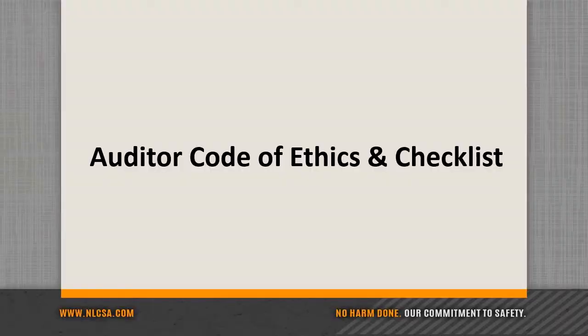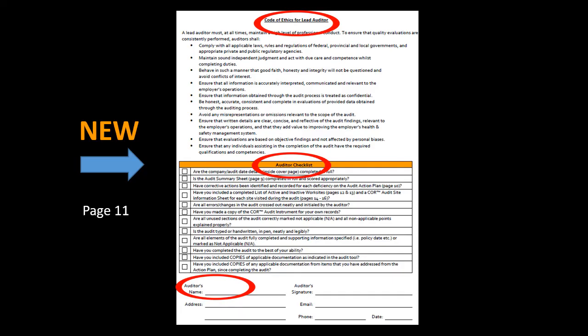Auditor Code of Ethics and Checklist. So the Code of Ethics for the lead auditor is included to impress upon internal auditors the importance of accuracy, professionalism, and the absence of bias. Also provides a checklist to auditors to help ensure that the audit is correctly completed and submitted appropriately.